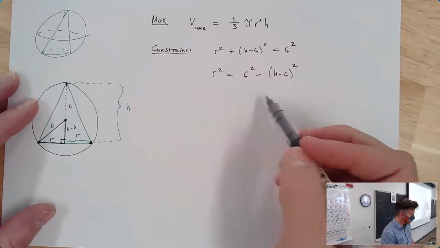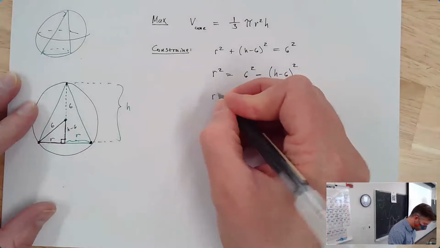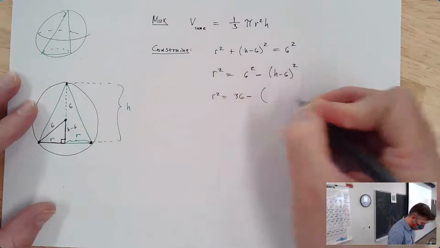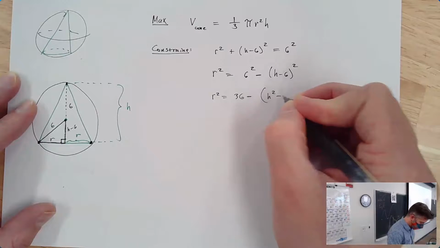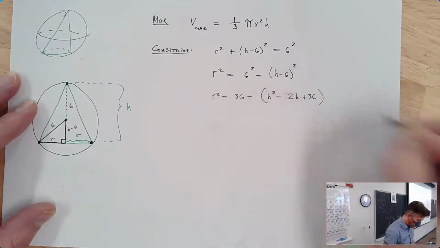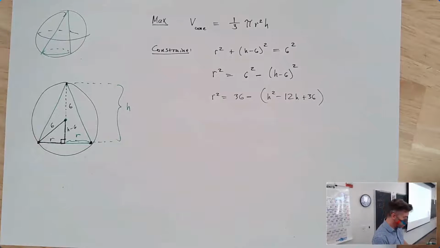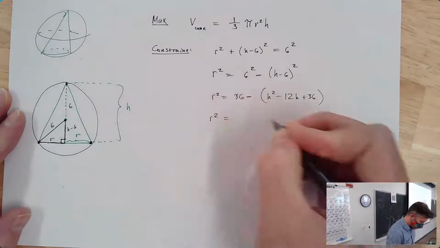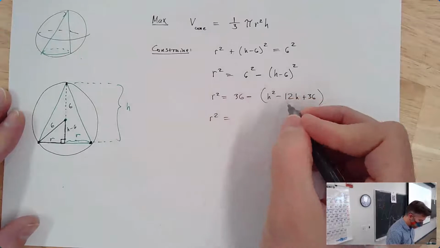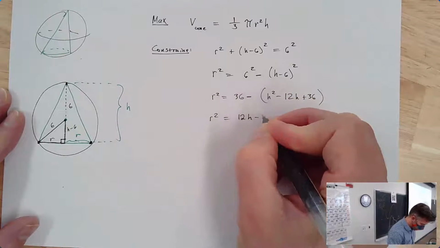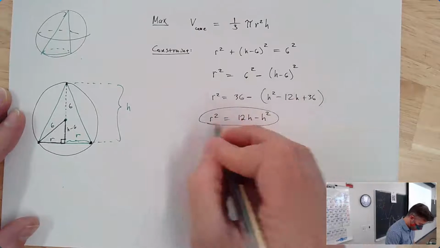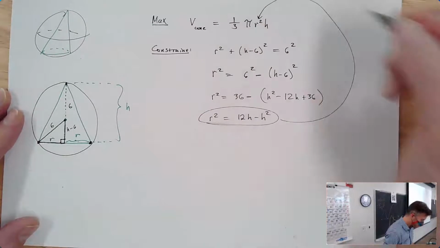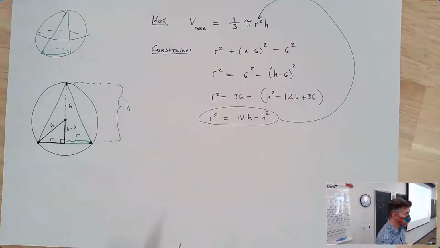Now, what I would do is I would simplify this, because this is going to be 36 minus (h minus 6) squared, which is h squared minus 12h plus 36. And then the 36s cancel. And you get r squared is negative h squared plus 12h, or 12h minus h squared. And that's exactly what we're going to do with it. So this is one of the few examples where you don't just solve for one of the variables. Typically, you solve for the square of it because it just makes the most sense.